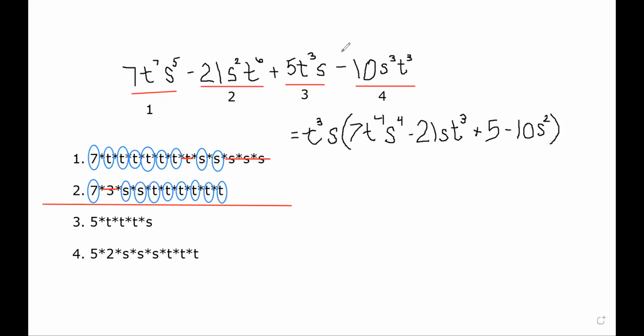So our outside, right, is the stuff in blue circles. So we have seven. And then we've got one, two, three, four, five, six T's. So seven times T to the sixth. And then one, two S's. So S squared. So we were able to factor out a lot more when we were just taking those two in consideration than we were originally when we had to take all four into consideration.